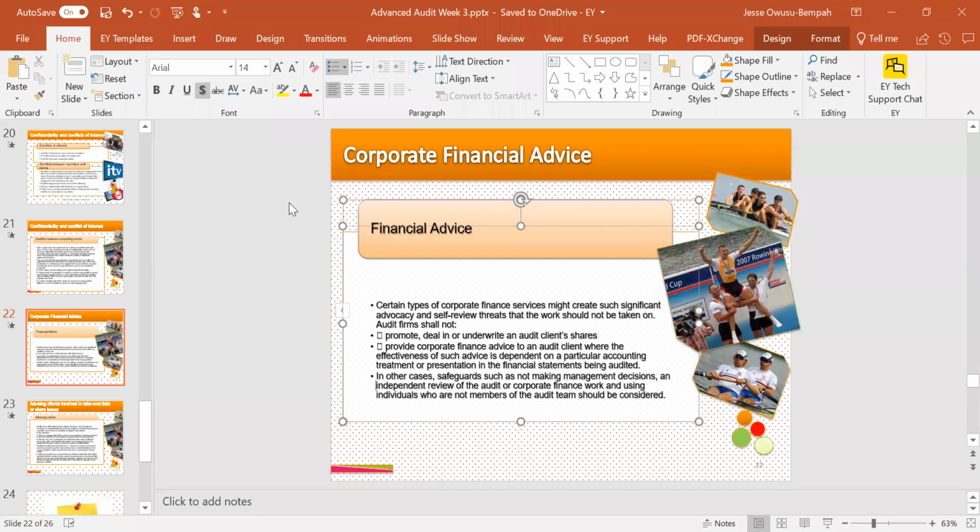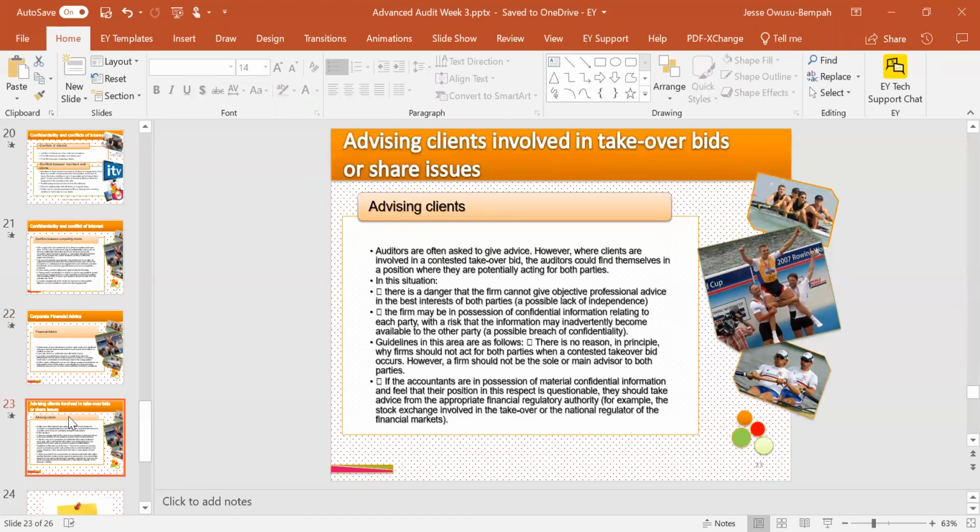It creates all kinds of threats, self-review threats, advocacy threats. So it's not a good idea for auditors to be involved, basically. I think everyone has gotten it, so I'll just move on to the next point.